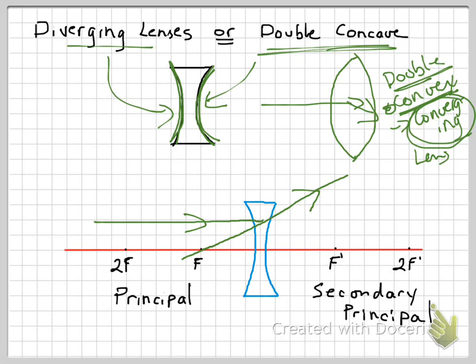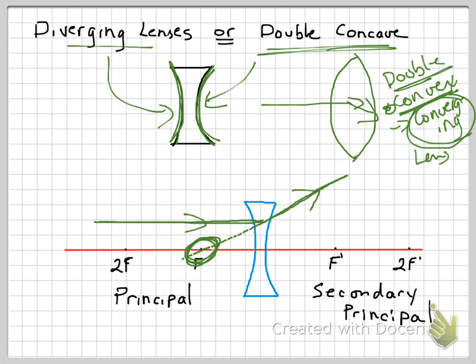It's positioned in such a way that it would move back and go back through that focal point on the same side as the image. Incident ray coming in here, it gets refracted at such an angle that it would actually go back through that focal point on the primary principal side, or the same side as the object. That would be one ray we could draw to locate the image.